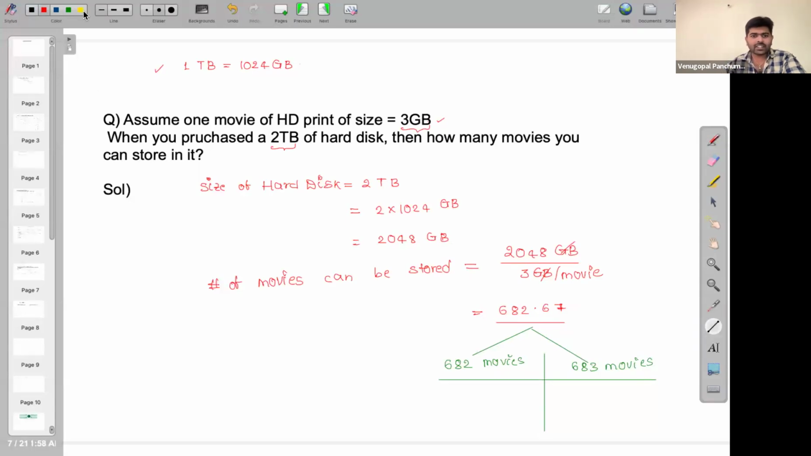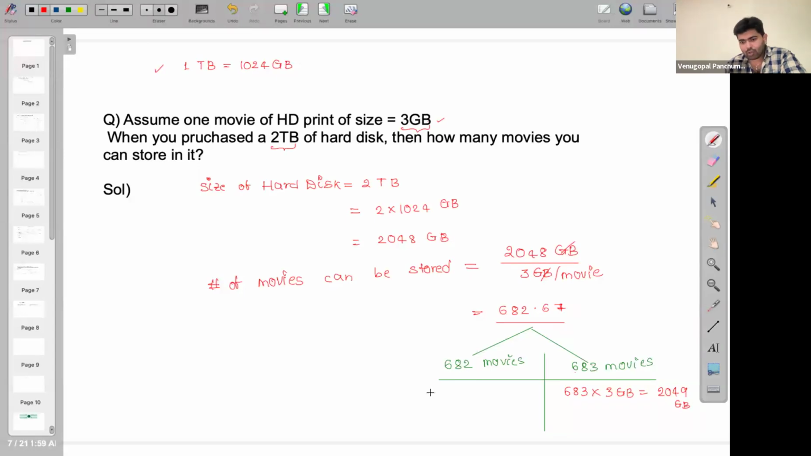To store 683 movies, how much hard disk is required? If I want to store 683 movies, each movie takes 3 GB. So total how much size is required? 683 into 3. 2049 GB.